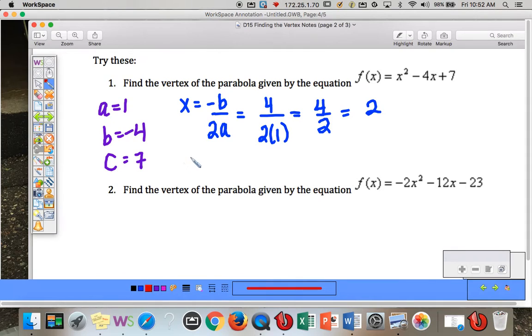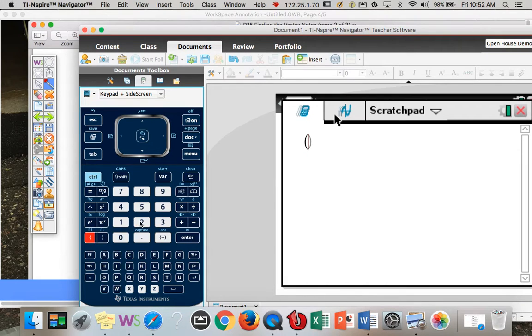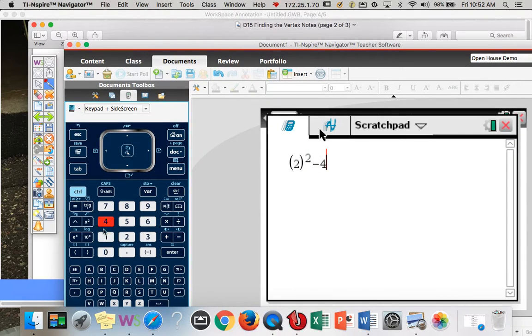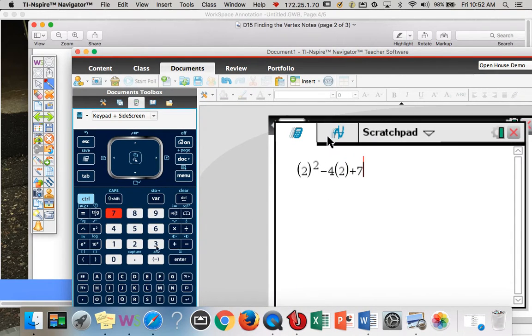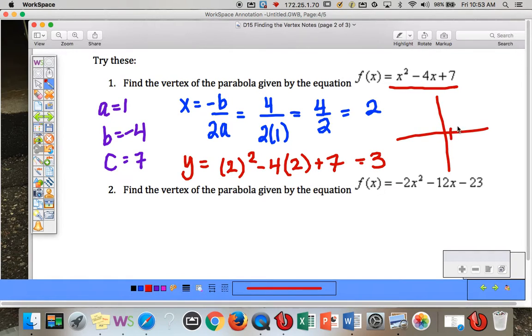The next step is to plug in to our original equation, which is right here. When you plug in, use parentheses. We have 2 squared minus 4 times 2 plus 7. And you should be able to just type that in your calculator if you don't want to do the math in your head. So we have our 2 squared, minus 4 times 2, and plus 7. So the y value is 3. So this vertex, if we were to graph this, would change directions at (2, 3). 1, 2, 1, 2, 3.